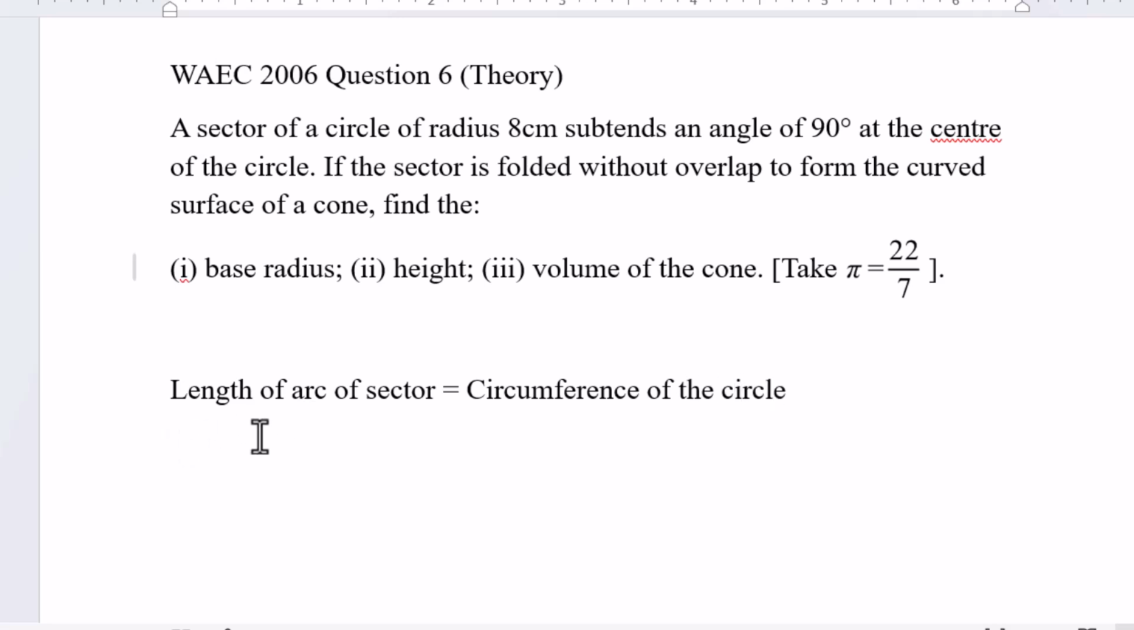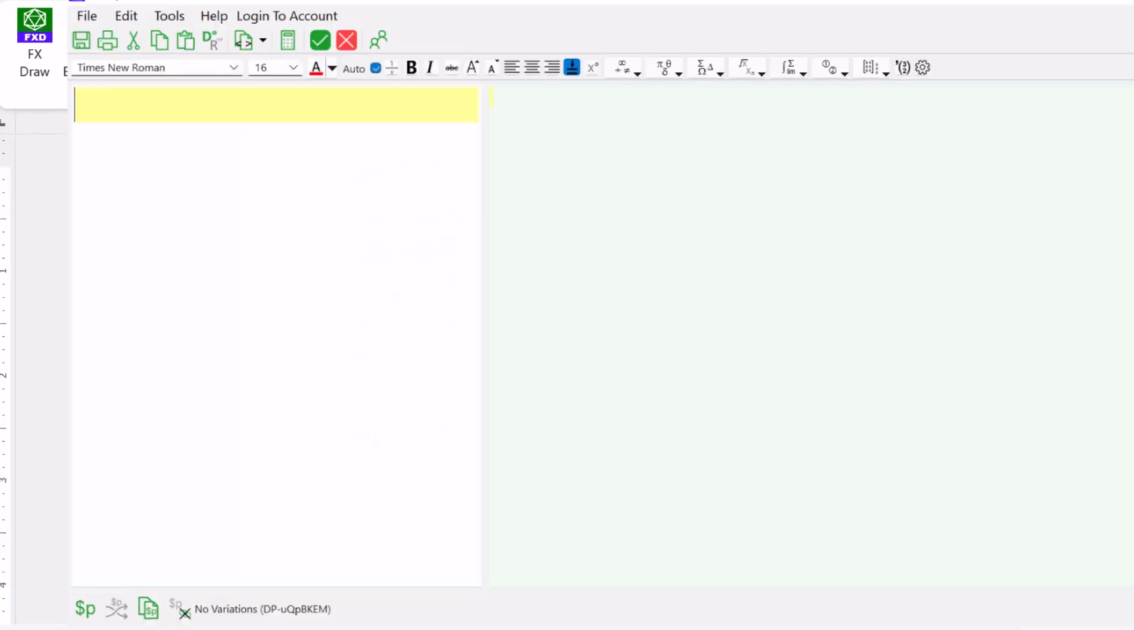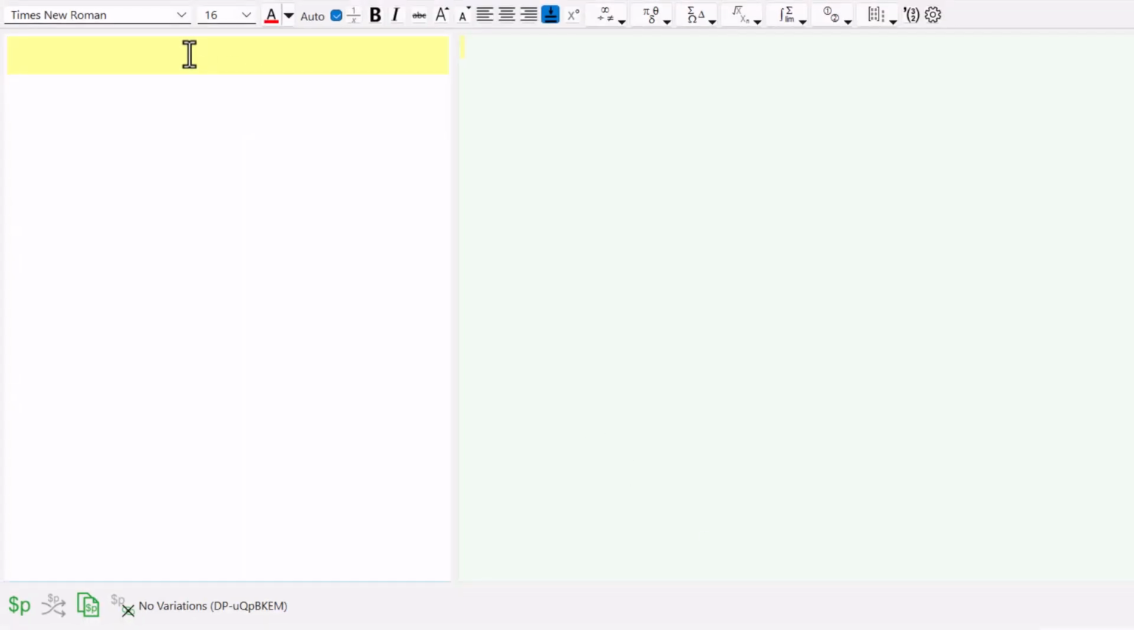Very important. This is very important. So let me state this formula so that you get it out. Let me use f of x in doing that. So let's input the formula. What is the length of a sector? You already know the formula now. That is theta divided by 360 times 2 pi r. So this is the formula for length of an arc. Take note of this. So we say this length of an arc is equal to the circumference of a circle.